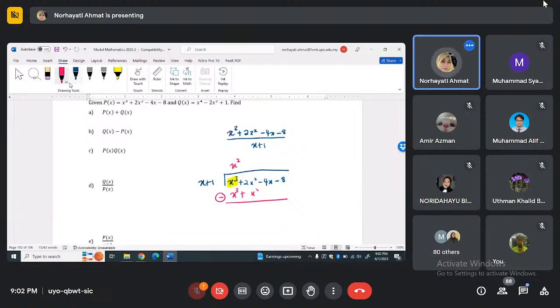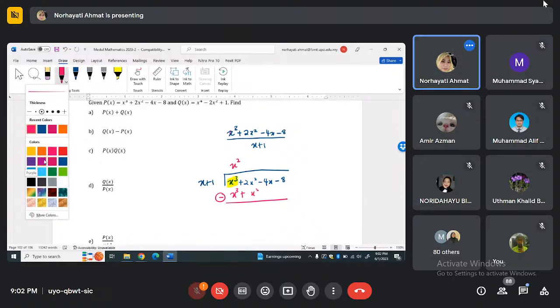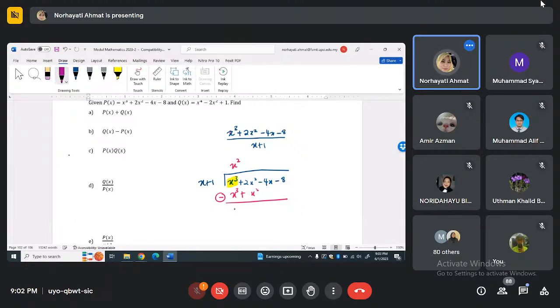Okay, so we get this. x cube minus x cube is 0. Just put a dot so that we know there is no x cube anymore. And then 2x square minus x square gives us x square. Betul? 2x square minus x square is x square. Next we bring the remaining terms down to the next level. So we have minus 4x minus 8.